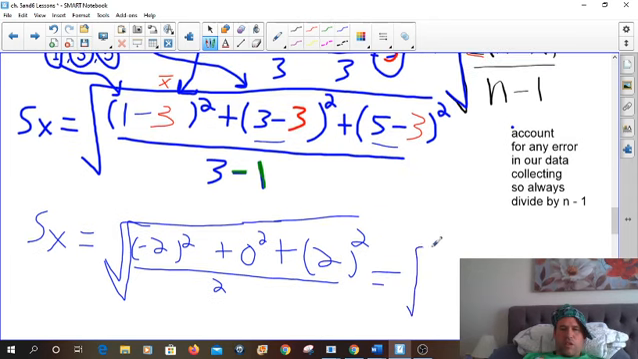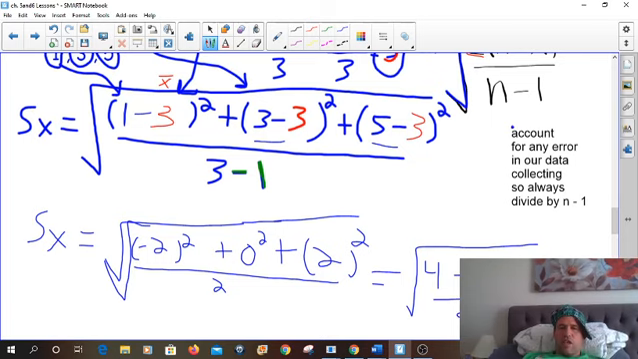Equals, here we go. So negative 2 times negative 2 is a positive 4, right? Positive 4. Plus 0 squared is just 0, so that goes away. And then 2 squared is 4. Cool. All divided by 2. This is really looking good.